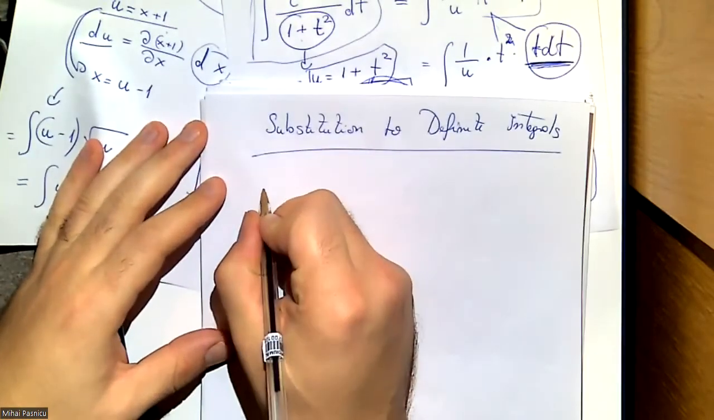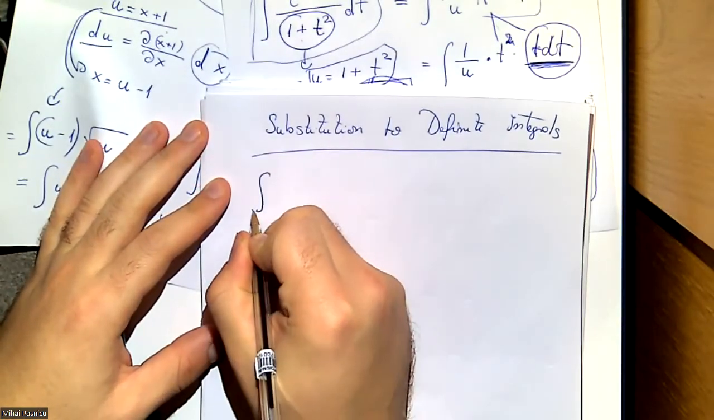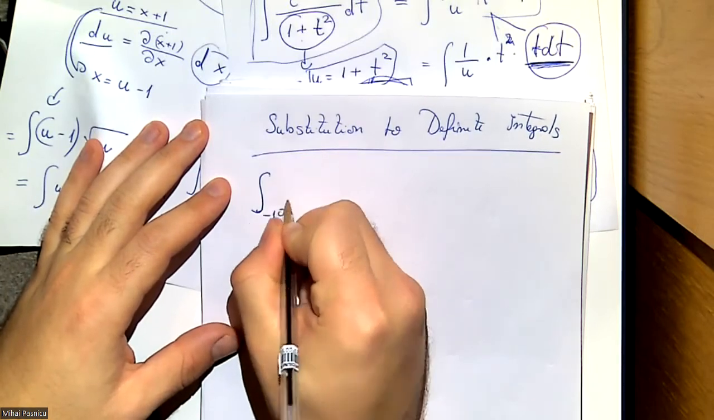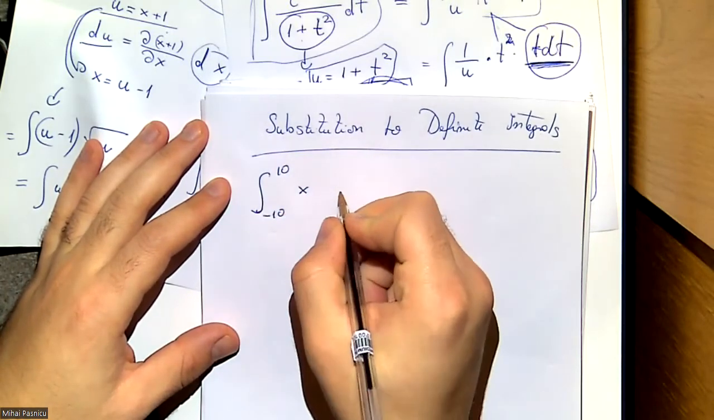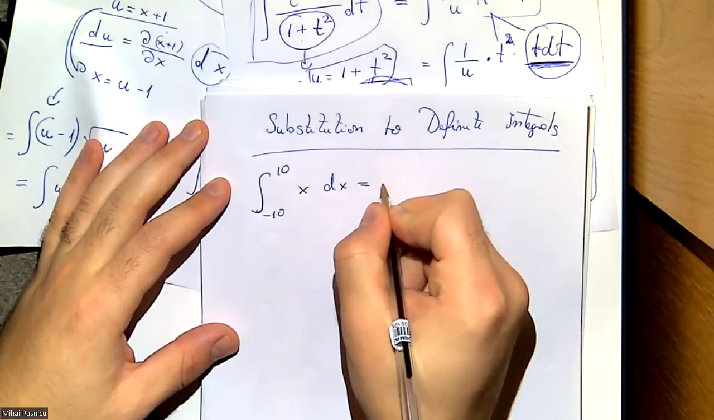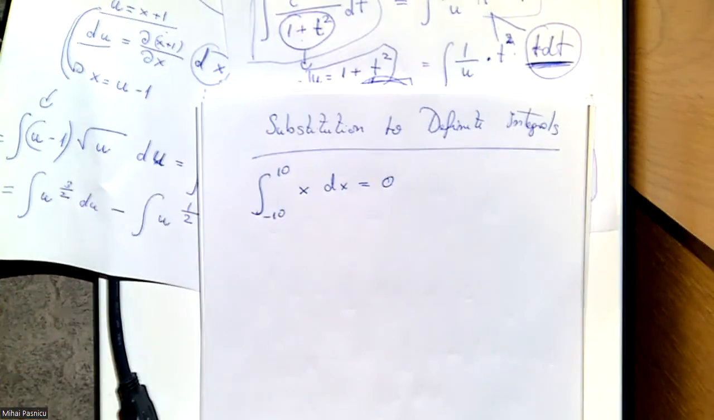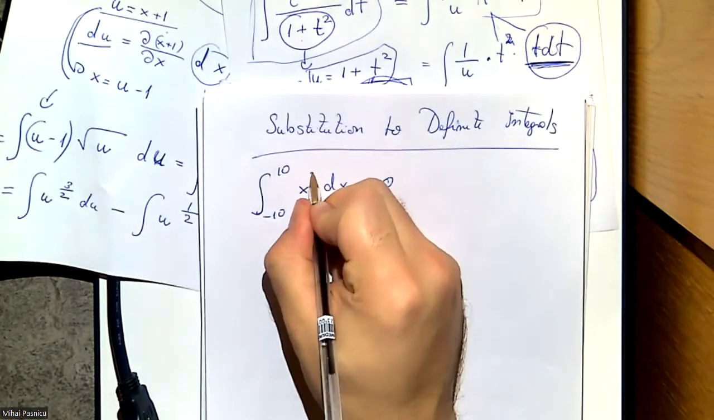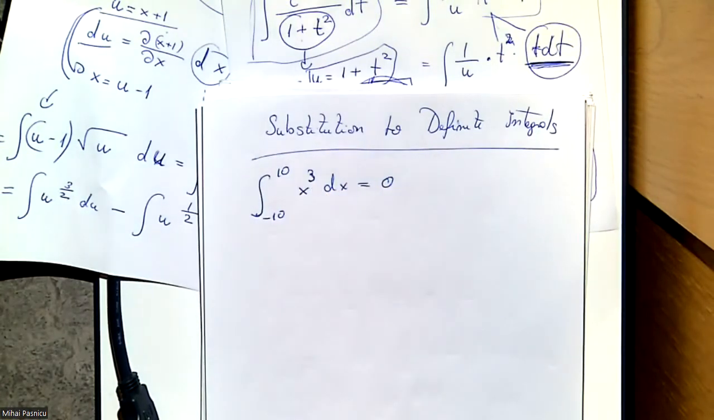Remember when I asked you to show something like the integral from -10 to 10 of x dx is equal to 0, something like that. I gave you some random power. I could have given you any power. But this was the basic problem. I think I gave you x to the third or something like that. Okay? Let's try and solve this by substitution.